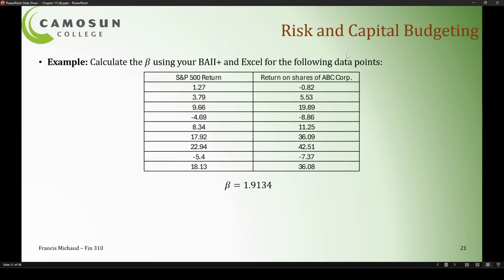In the next video, I'll just show how we can calculate the beta using the BA II Plus.